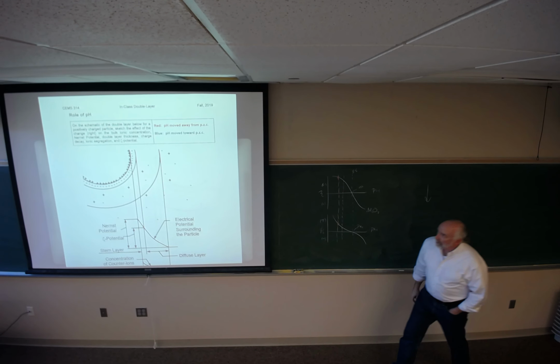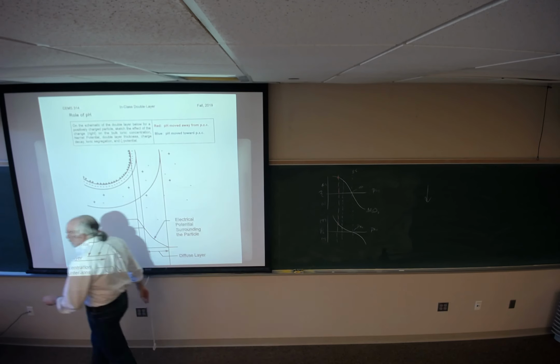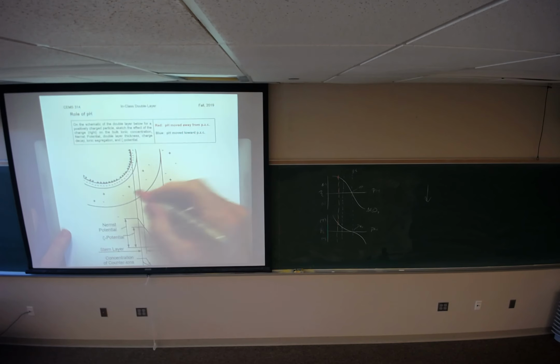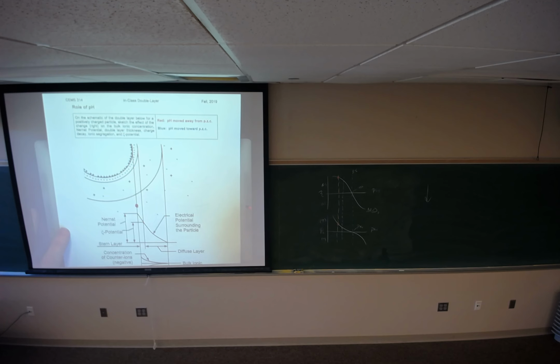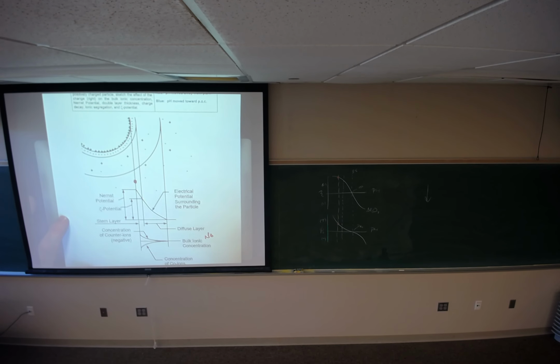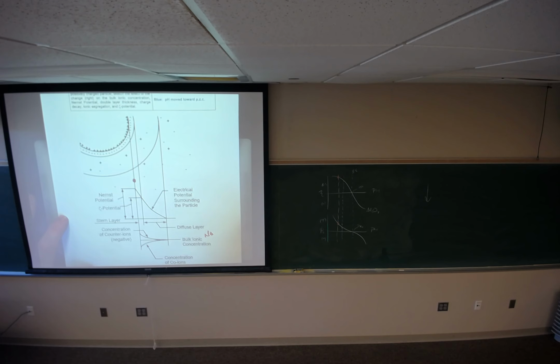So on this figure, we have the pH moved away from the point of zero charge. My Nernst potential increases. Good? Then what happens? Bulk ion concentration change? Nope, no change. Okay, Nernst potential increased, done. Double layer thickness? No change. Okay.